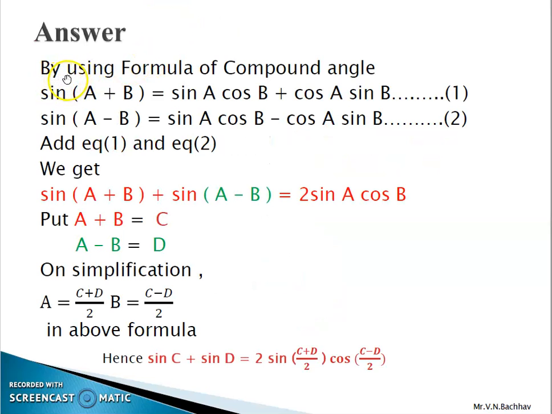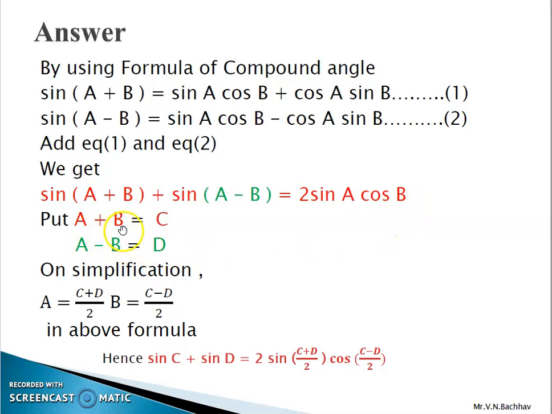First, we use the formula of compound angle. Sin (a plus b) is equal to sin a cos b plus cos a sin b. Denote this equation number 1. Sin (a minus b) is equal to sin a cos b minus cos a sin b. Equation number 2. Add equation 1 and 2. We get sin (a plus b) plus sin (a minus b). Addition of this side and addition of RHS, we cancel this, we get 2 times sin a cos b.